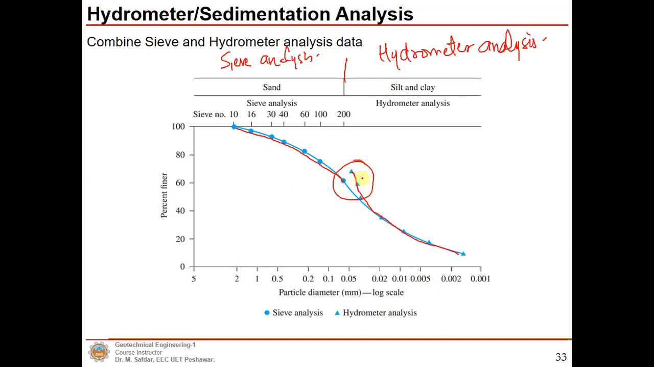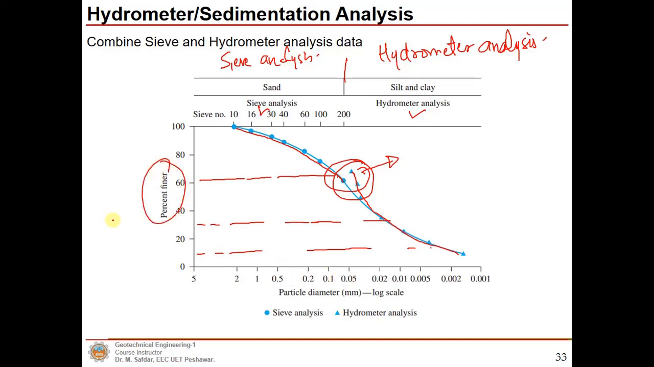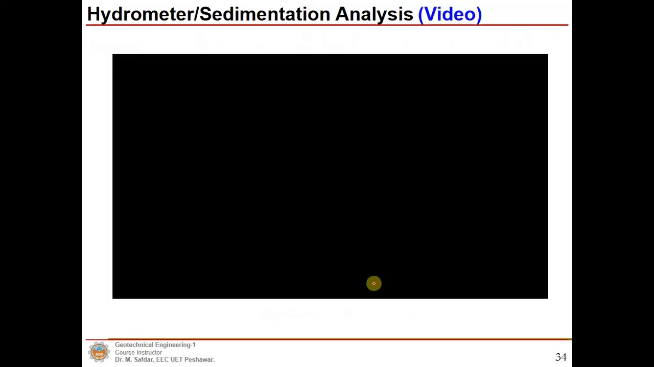Now, you need to be very, very careful here that the data is not matching. So you try to perform the sieve and hydrometer analysis as carefully as possible, because you need to find out the different coefficients, D60, D30, that's okay, but D10 as well, that's also okay, but here we can clearly see that we cannot determine the D60 here. So from the hydrometer analysis and from the sieve analysis, you plot percent finer on an arithmetic scale and particle diameter on a logarithmic scale, and you get the complete particle size distribution curve.